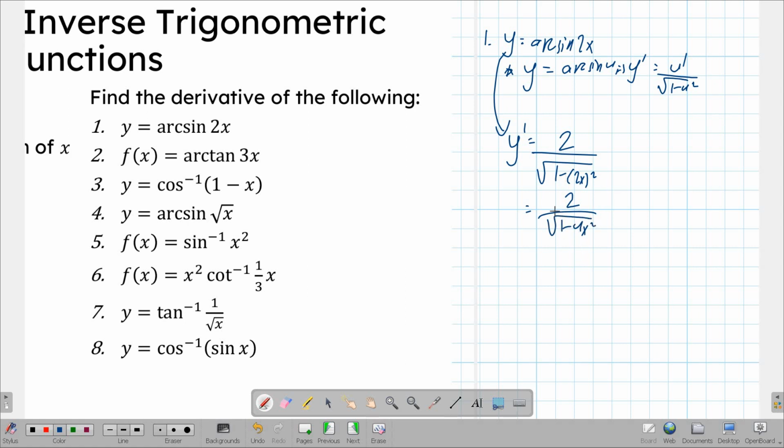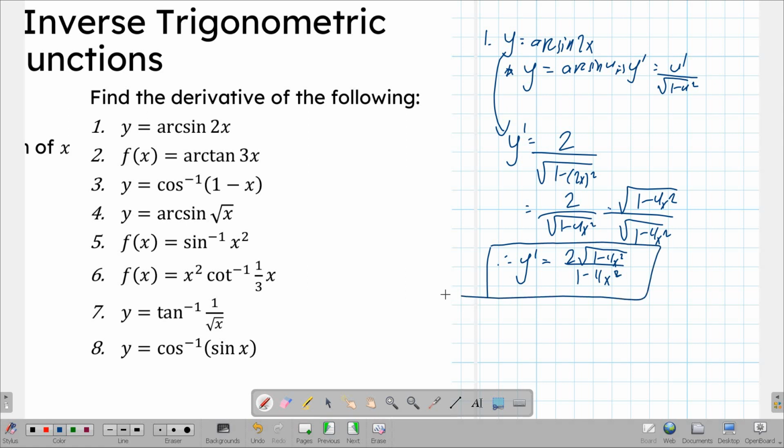Therefore, we have 2 over the square root of 1 minus 4x squared. Now, for us to have a rational expression in our function, we multiply the numerator and the denominator by the square root of 1 minus 4x squared. Therefore, the derivative of the function in number 1 is 2 times the square root of 1 minus 4x squared, over 1 minus 4x squared. There you go.